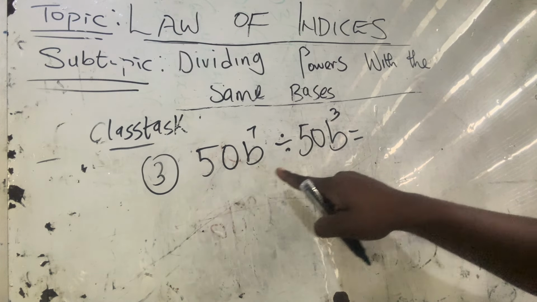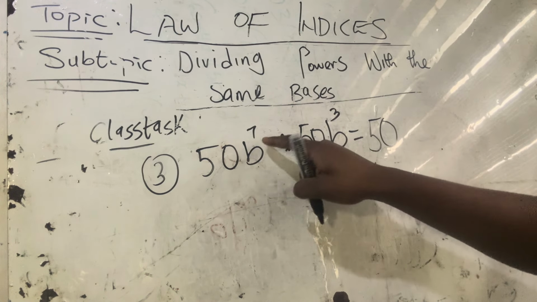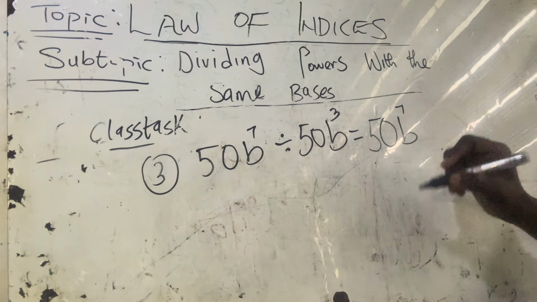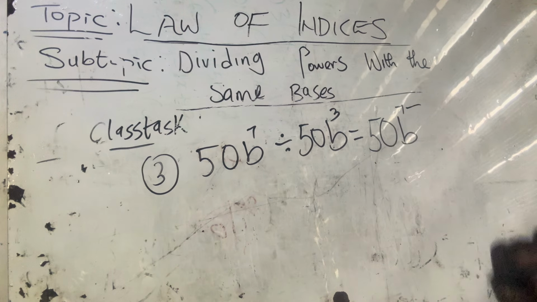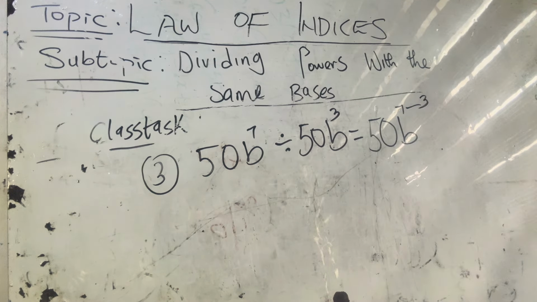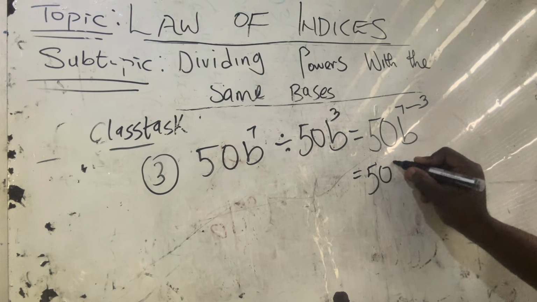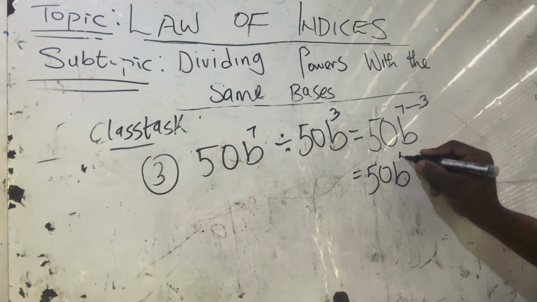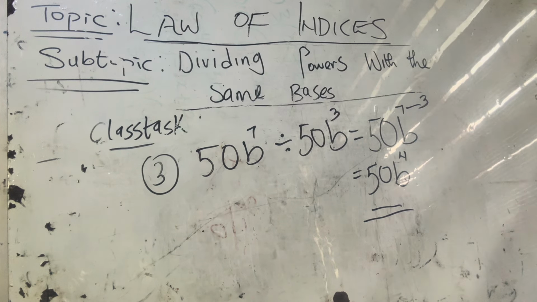Now, the base here is what? 50. Raised to power b raised to power 7. The division sign will change to what? Minus 3. So that gives us what? 50b raised to power 7 take away 3 will give us what? 4. That's your final answer. Do you understand?